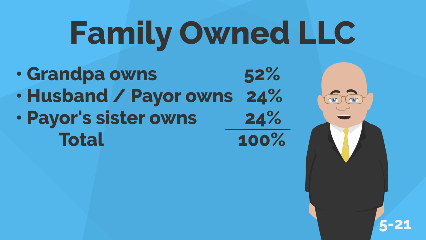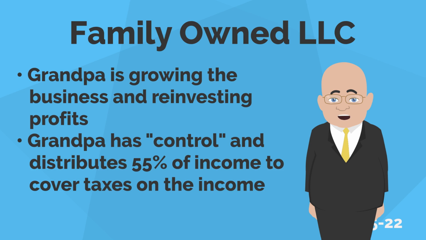Grandpa set up a limited liability company and retained 52% so that he has voting control. He allocated 24% to husband, who is his son and the payer. Grandpa also allocated 24% to his daughter, who is the payer's sister. Grandpa has been reinvesting profits to grow the company for the long term. He recognizes that tax liabilities accrue to the owners of the LLC, so he distributes 55% of income allocated to the payer and his sister to pay the income taxes.